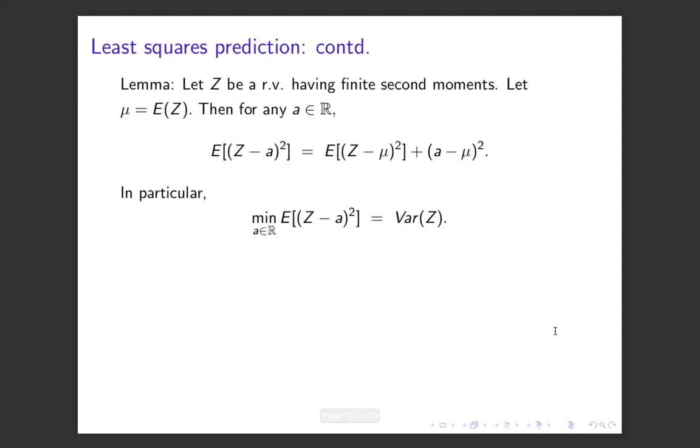All right. So one elementary lemma. Let z be a random variable having finite second moments. So in particular, the expectation exists. And of course, the variance also exists. So let us denote by mu the expectation of z. Then for any real constant a, expectation of z minus a whole squared is expectation of z minus mu whole squared plus a minus mu whole squared.